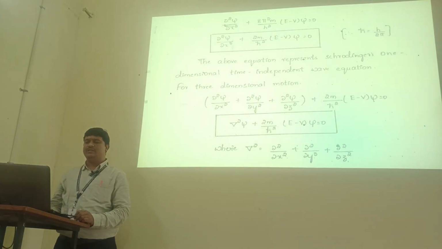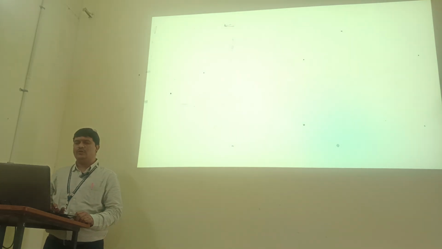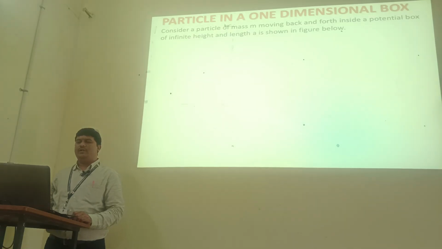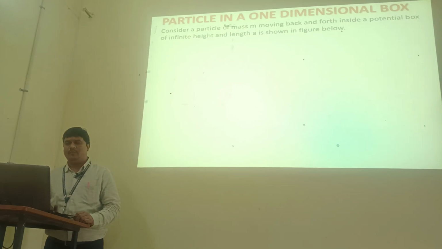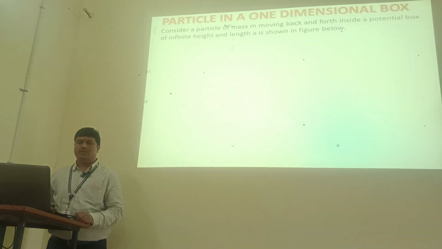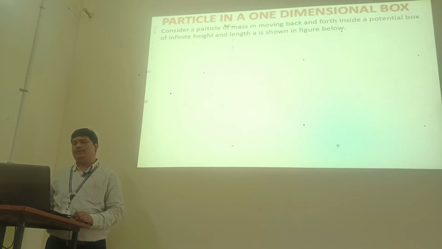This equation is the Schrodinger wave equation. Finally, we can write del square psi plus 2m by h cut square into E minus V into psi equal to 0. This wave equation is known as the Schrodinger time-independent wave equation. Particle in a one-dimensional box. Consider a particle of mass m moving back and forth inside a potential box of infinite height and length, shown in the figure.